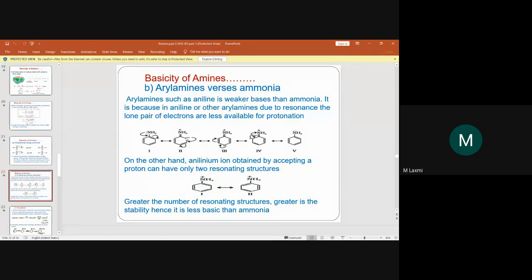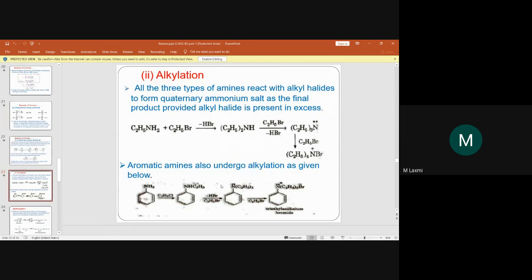Also, the anilinium ion which is produced can accept a proton. That's why you get anilinium. This anilinium will have two resonating structures, so the more the stability, the less available it is for reaction, so it is less basic than ammonia.